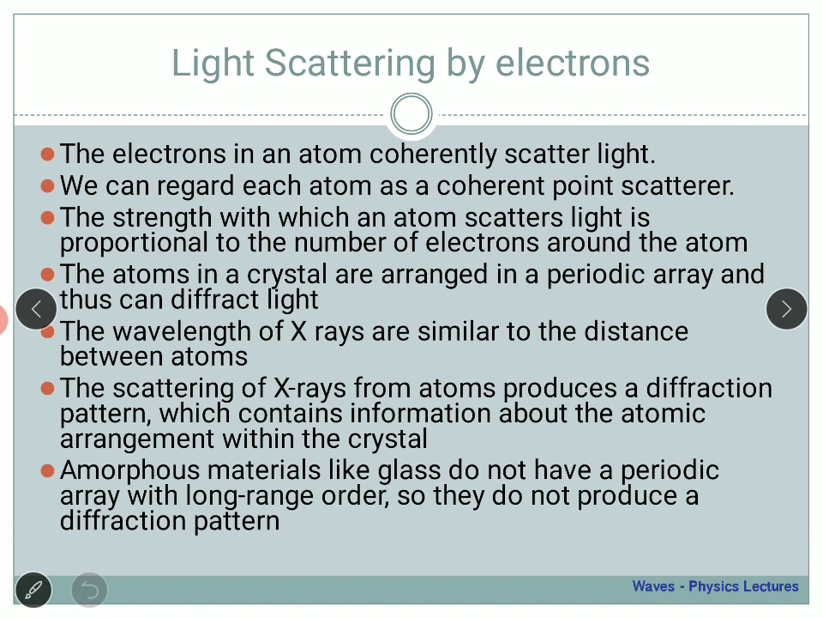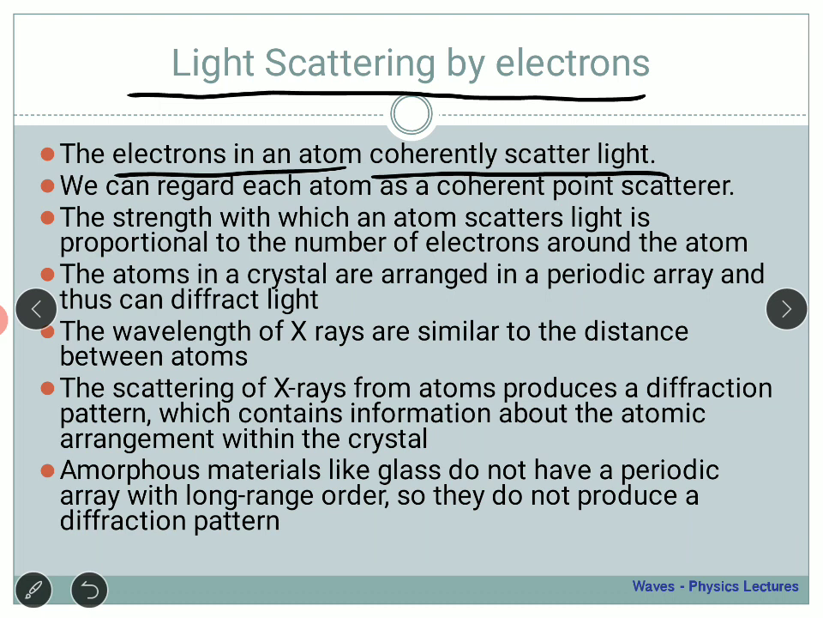Now what happens when light is scattered by electrons? We are just talking about light here, but we can talk about electromagnetic waves. So the electron in an atom will coherently scatter light, so there is something to do with phase. We can regard each atom as a coherent point scatterer. So each of these atoms will scatter the light, and if they are arranged in a regular pattern, the light coming from different atoms is going to interfere constructively.